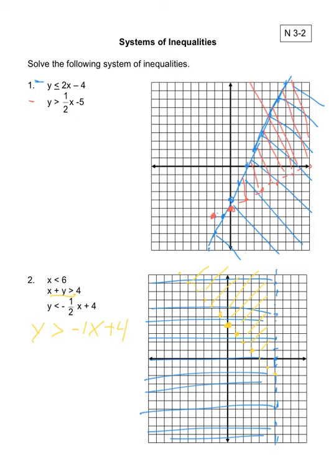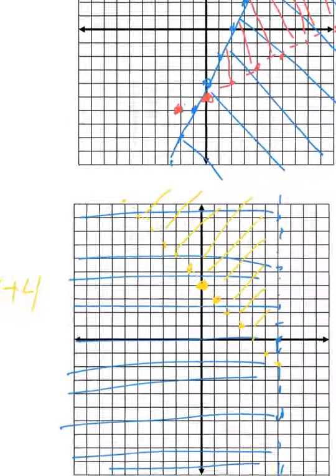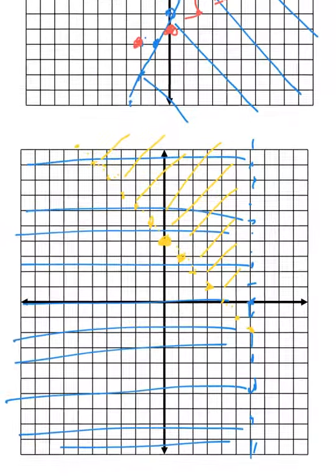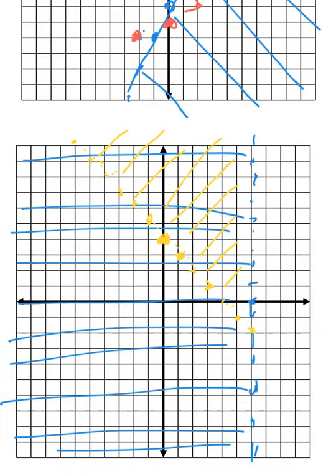On my last one, I'm going to go with red. This is going to have a triple shaded area as my solution. I'm going to zoom in so it's a little easier for you to see. My y-intercept is 4, so I start at 4, and my slope is -1/2.